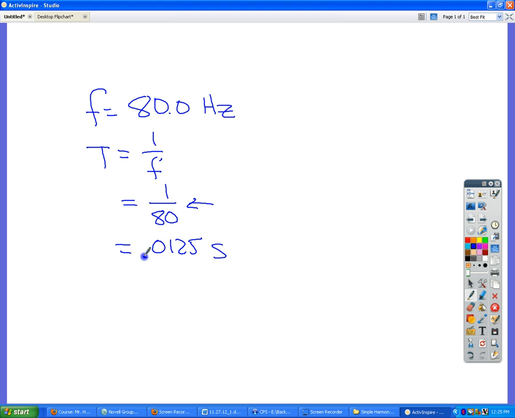In physics, we want to go ahead and use the decimal equivalent. It makes it a little bit easier to understand. So that is example number 1. Let's look at example number 2.